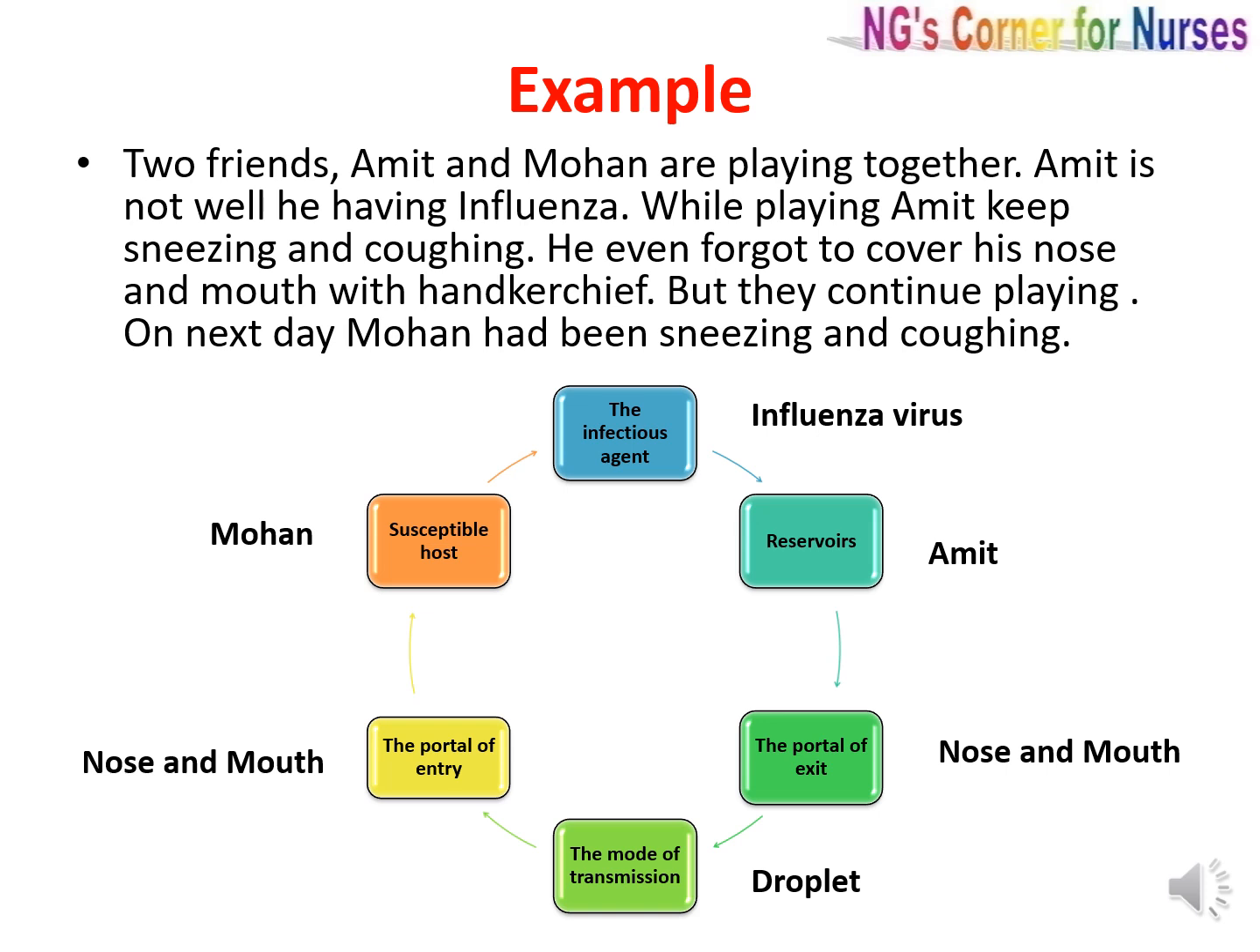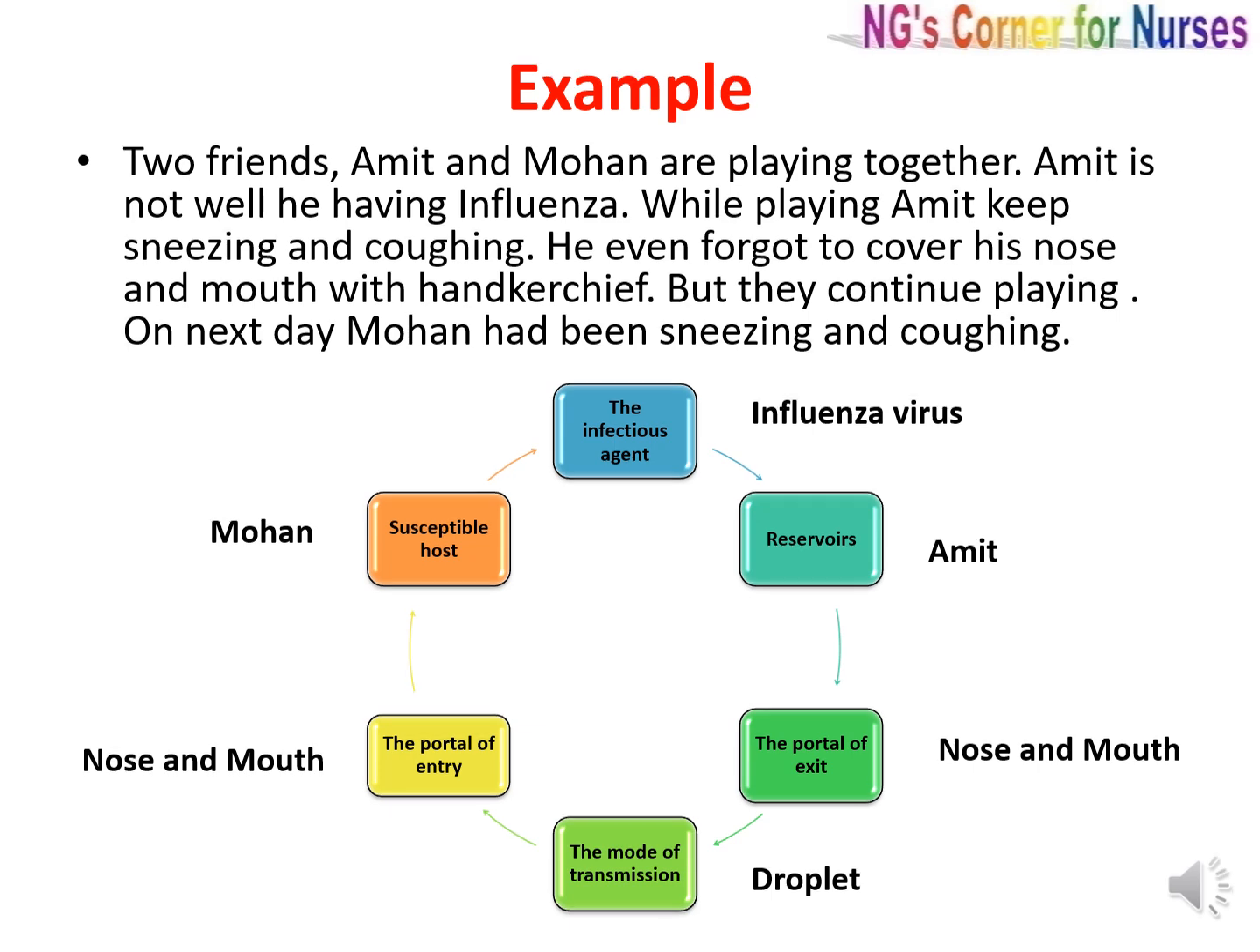Next, the virus may enter Mohan's body through his nose and mouth. Here the portal of entry is the nose and mouth. Now Mohan is infected with the influenza virus. So here the susceptible host is Mohan.